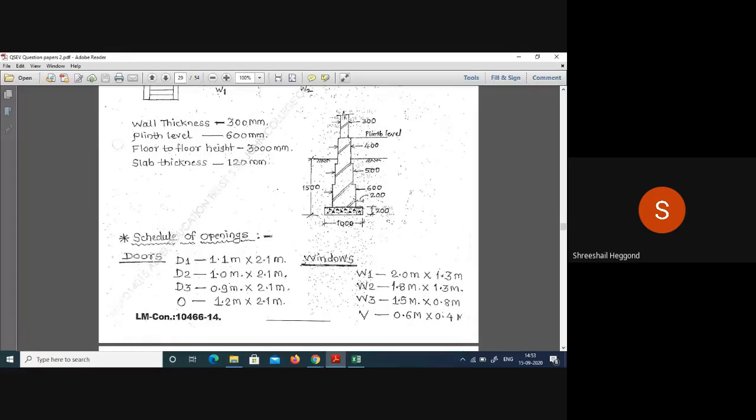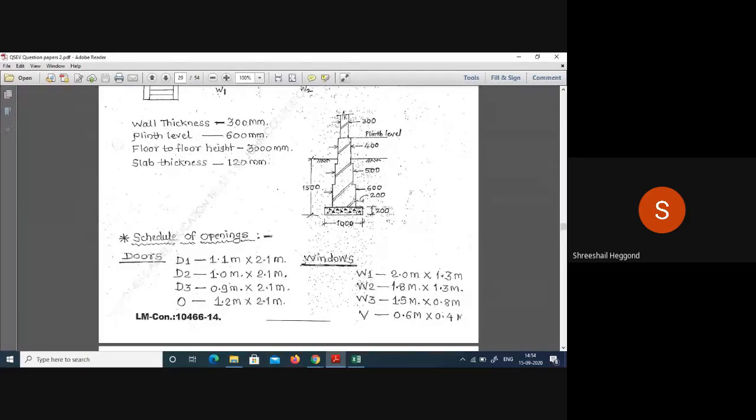And schedule of openings is given, that is D1 is 1.1 by 2.1, D2 is 1 meter by 2.1 and D3 is 3.9 by 2.1. Opening is 1.2 by 2.1 and window W1 is 2 by 1.3, W2 is 1.8 by 1.3, W3 is 1.5 by 0.8, ventilator is 0.6 by 0.4. All schedule of openings are given. Dimensions are given for all.